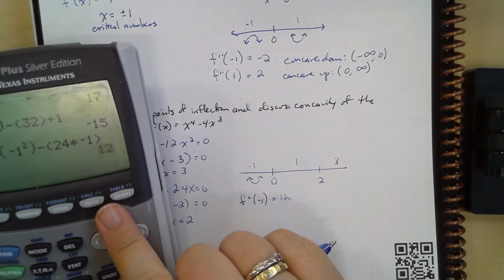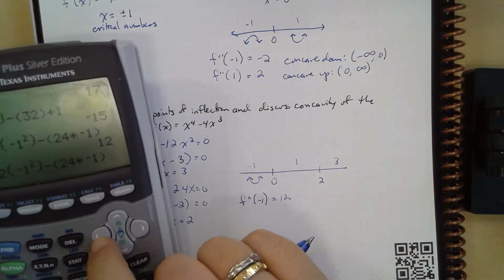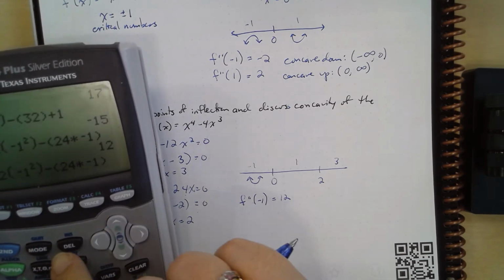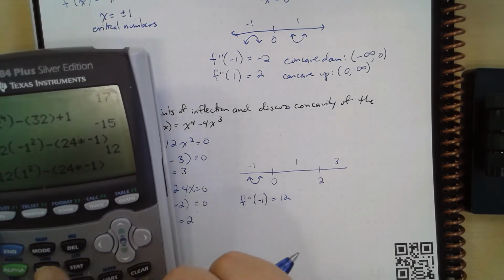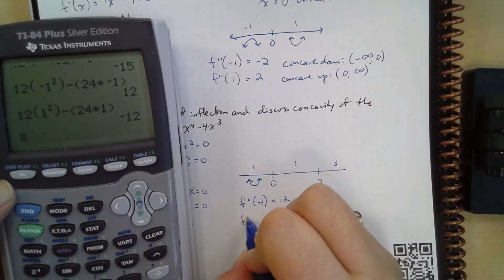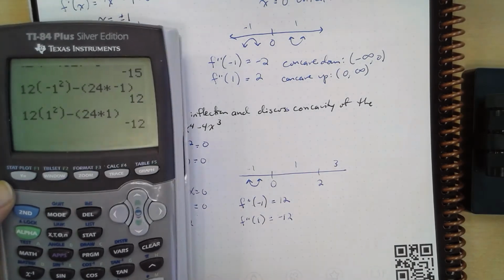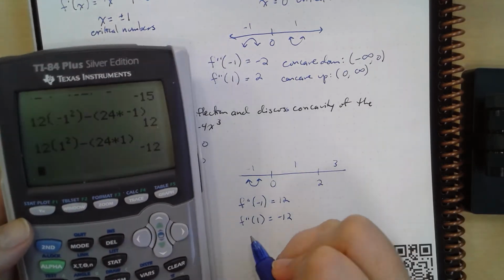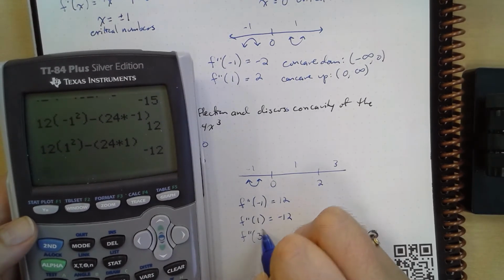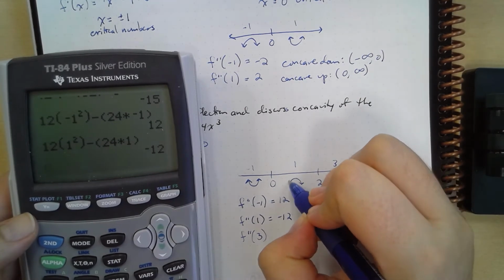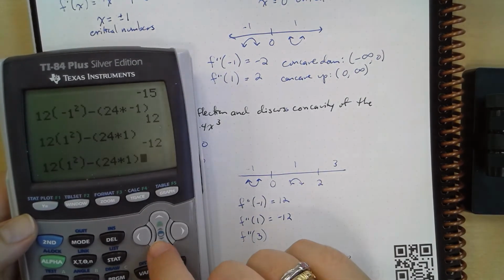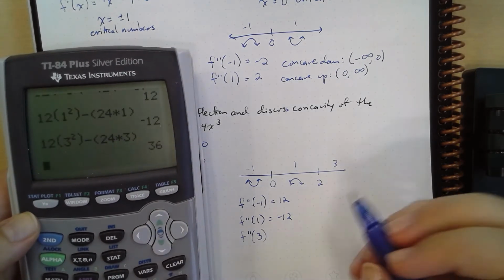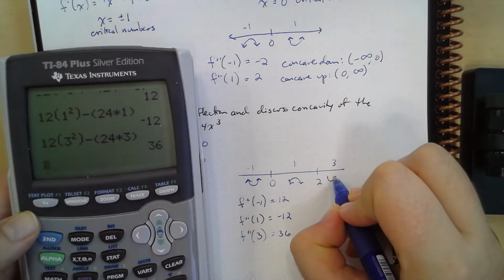Then if I put in 1, f double prime of 1 is equal to -12. Can you see my calculator here? I think so. If it's -12, that's concave down. If I put in 3, we get 36, so that's positive, so that's concave up.